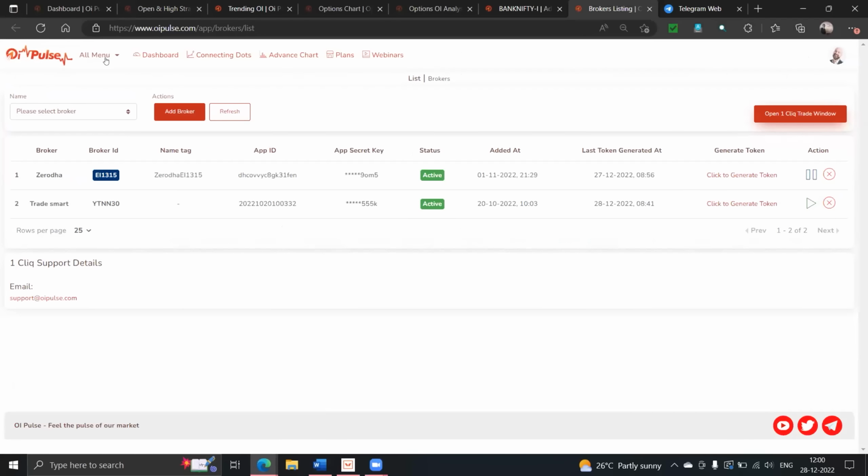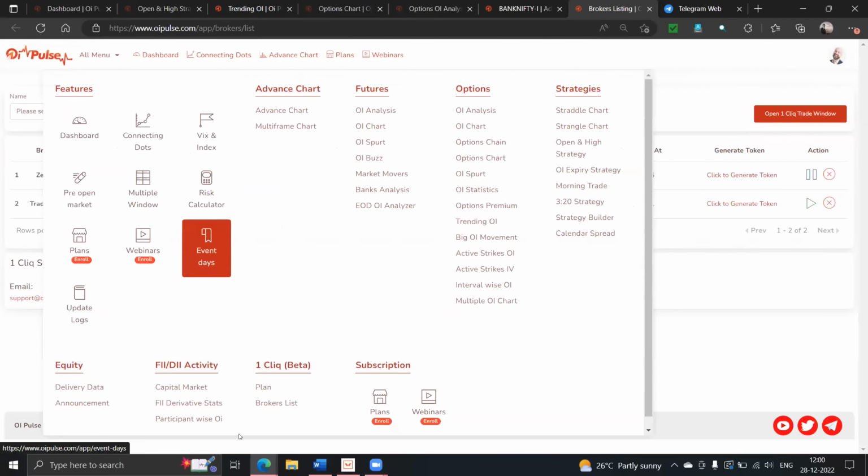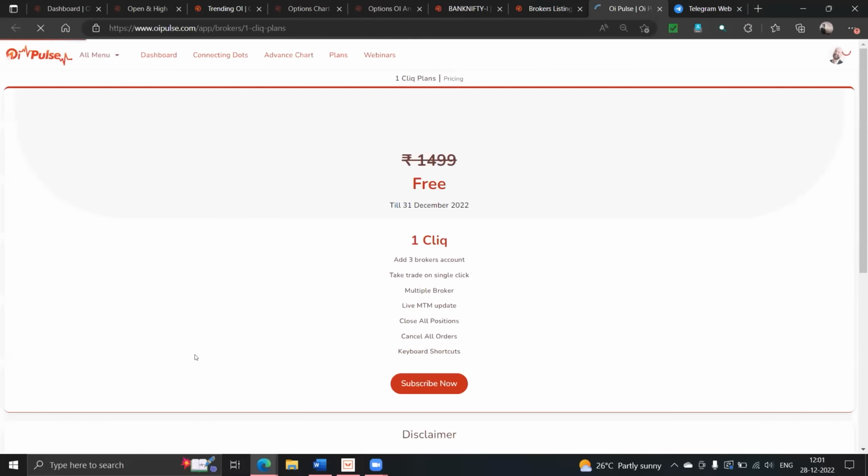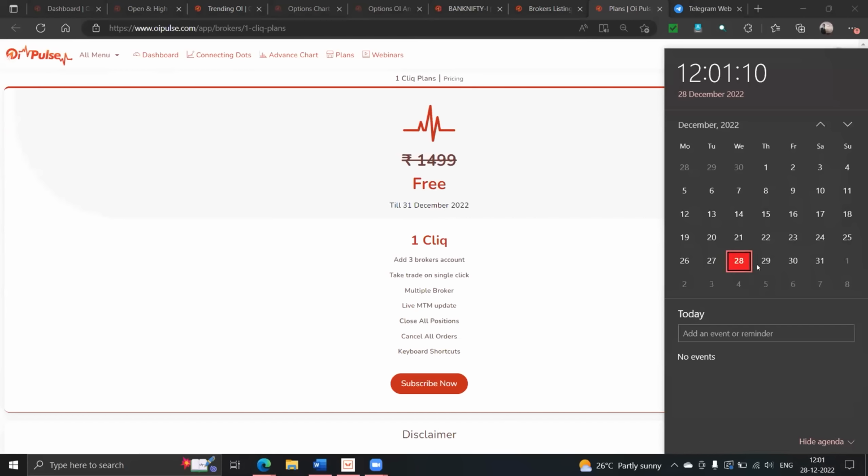If you go into the menu bar and click on one click, under the plan, currently it is available free till 31st of December 2022. That is, till this weekend, it will be available free. That means you have 2 more days. Along with today, you have 3 more days to trial it. We have already given it to some of the OI Pulse users starting from November, so they have been enjoying it. People who have recently enrolled, we may not be able to do much. You'll be able to enjoy it for the next 2-3 days.